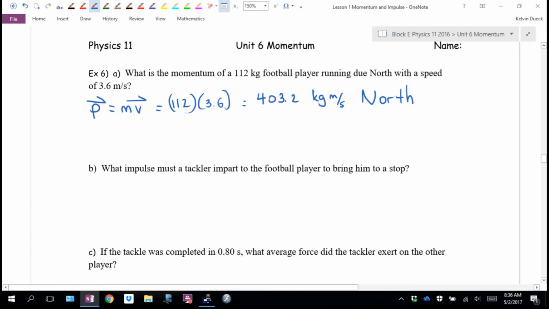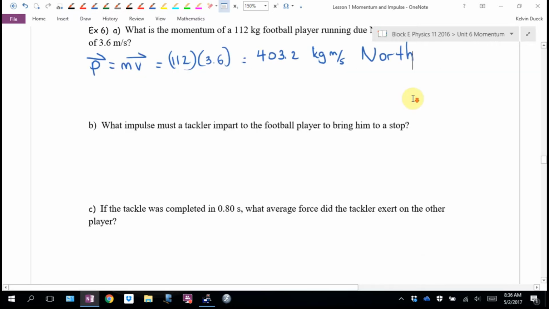So now we're going to start to think a little bit about collisions. We'll do a whole day looking at collisions, but tackling is a form of a collision. So B says, what impulse must a tackler impart to the football player to bring him to a stop? What's another word for impulse? So it wants the change in momentum.